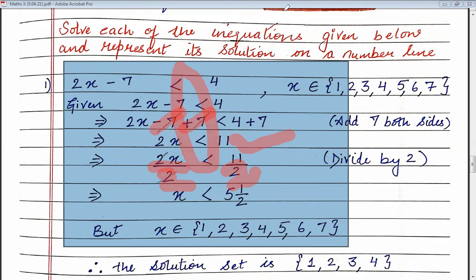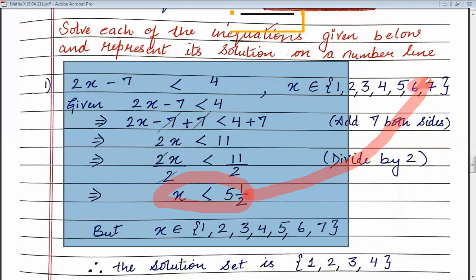Now children, divide on both the sides by 2. So your linear inequation will become x less than 5.5. Now children, all the solutions are all the values of x which are less than 5.5, and you have to select the values from the replacement set. Now children, can you tell me all the values less than 5.5?